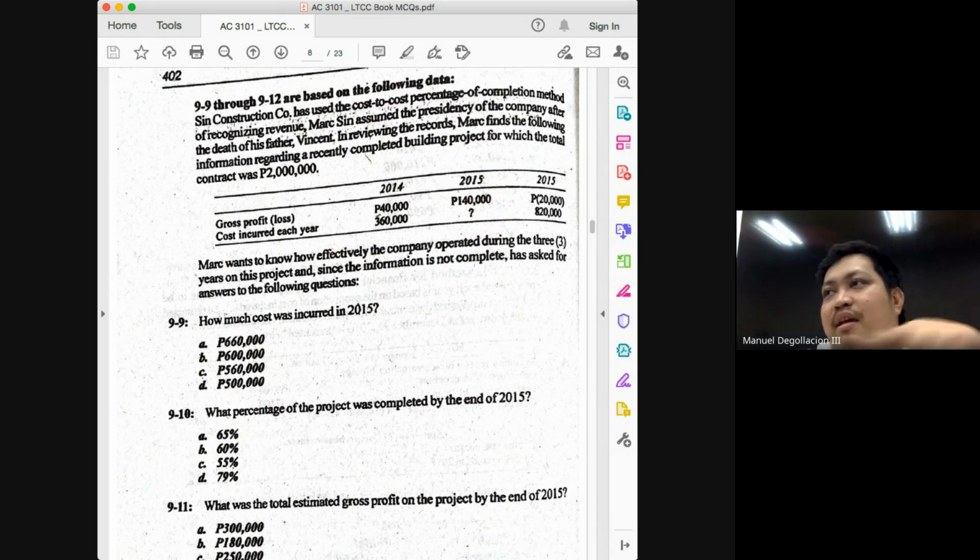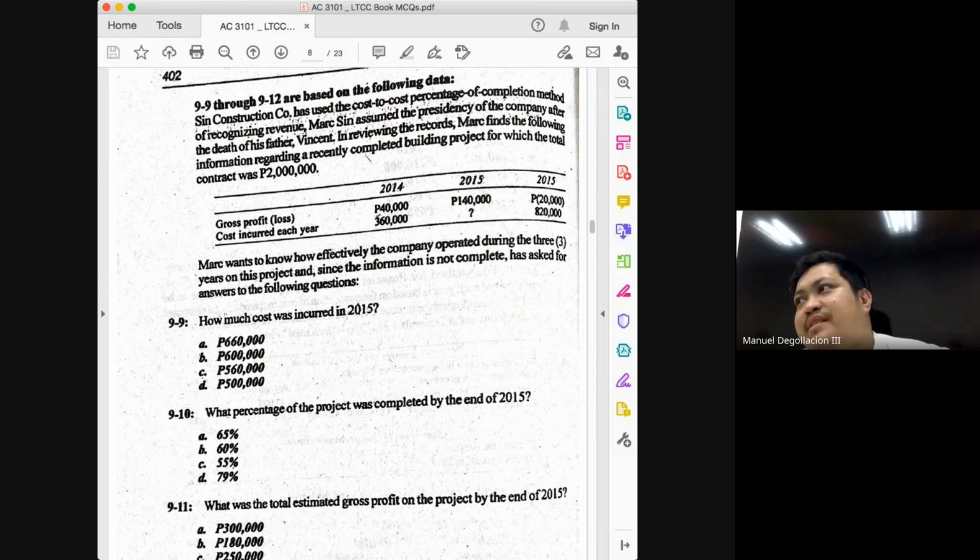where CIP can come into play, class. CIP stands for construction in progress. Under the percentage of completion method, class, your CIP as a percentage to the contract price would be representative of the percentage of completion. If you divide your CIP by the contract price, that can give you your percentage of completion.